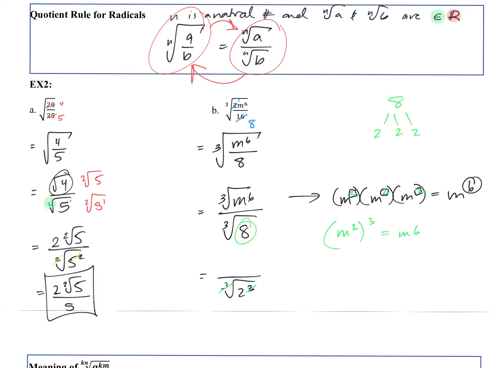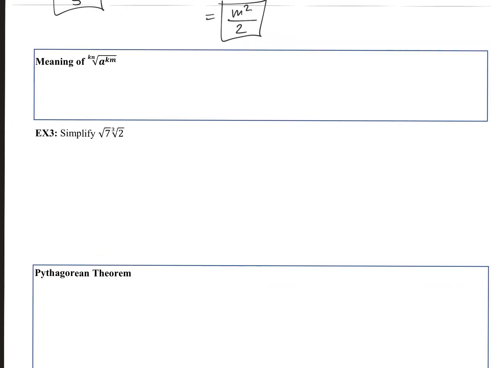Let's go ahead and rewrite that. Cube root of m to the 2nd power raised to the 3rd. And now we can go ahead. That 3 will cancel with that 3. And we have m squared over 2. And we've simplified it. All right, now let's take a look at the next one.